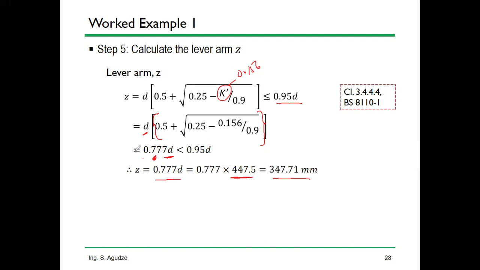So let's say when you calculated this section, you had 0.98D. Clearly, this one is bigger than the limit. So anytime it's bigger than the limit, you will adopt the limit 0.95D. Okay? You now adopt the limit as your Z. And that's a typical decision we make during exam. So this one gives us the lever arm. Good.